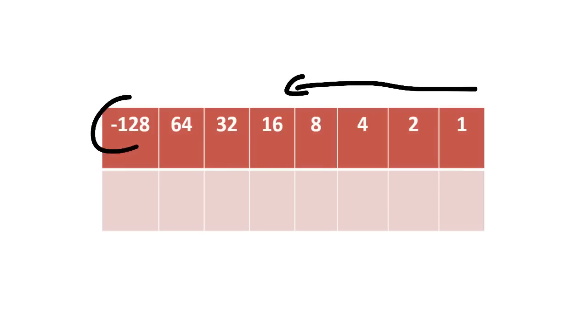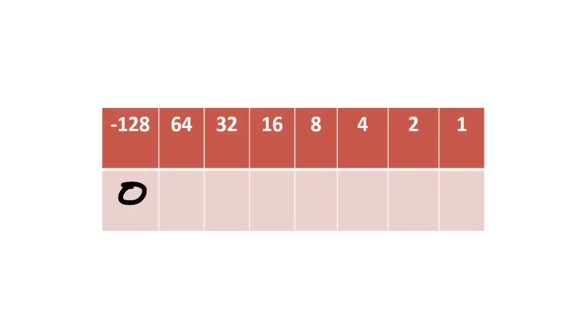Note the most significant bit always represents a negative number, using 2's complement. So the number 6 would be represented as 0, 0, 0, 0, 0, 1, 1, 0.